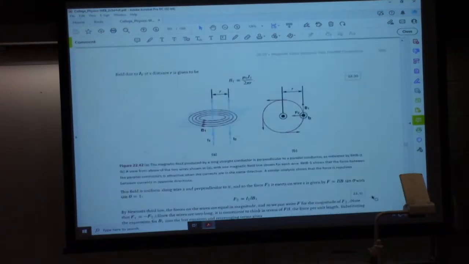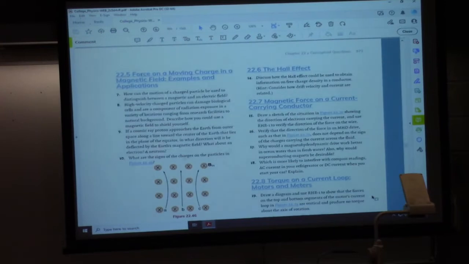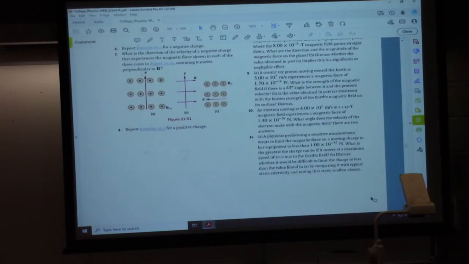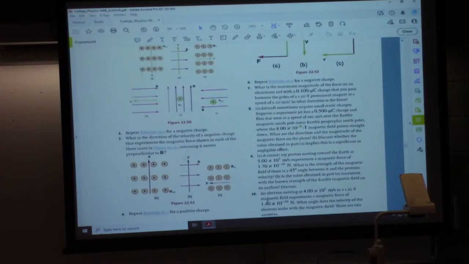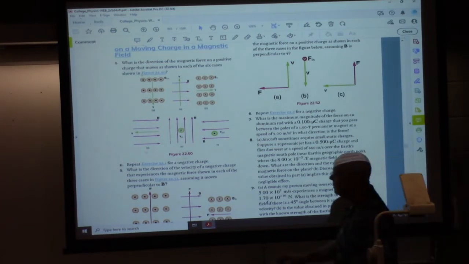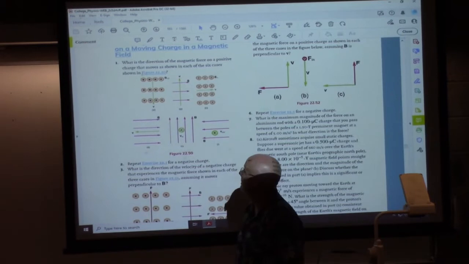It's a long chapter. Maybe I better talk a little faster. But somewhere in here, I want to do number 2, because I asked you on the homework to do number 1. And so I'm going to do number 2 here with you. So what does number 2 say? Number 2 says, repeat exercise number 1, but use a negative charge.